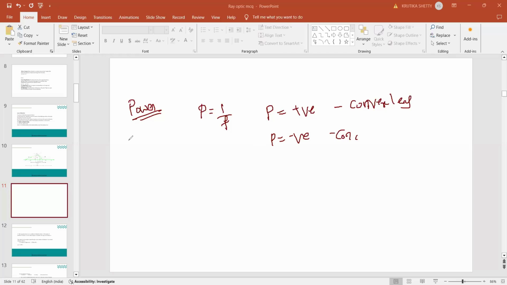So what is the unit of the power here? See here students, the unit of the power is, anybody knows, it is the diopter. So in 10th standard you have studied this. The unit is diopter and it is denoted by the letter capital D, diopter. Okay.